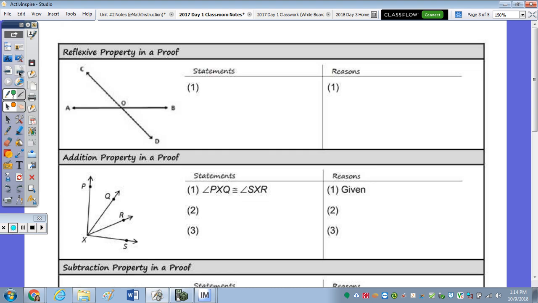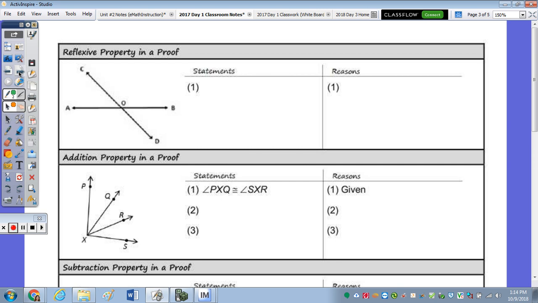So to complete these mini proofs, and they do get longer, some up to 11 steps or more, we're going to get there. We're building small, okay? The most number of steps you have is 3 on this page. So notice every proof, we complete the proof with a T-chart. The left side is statements, right side is reasons, and you number your statements and reasons as you go.